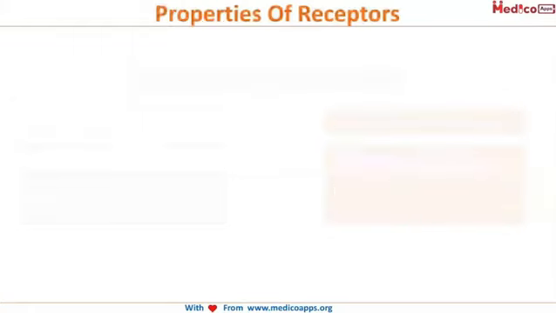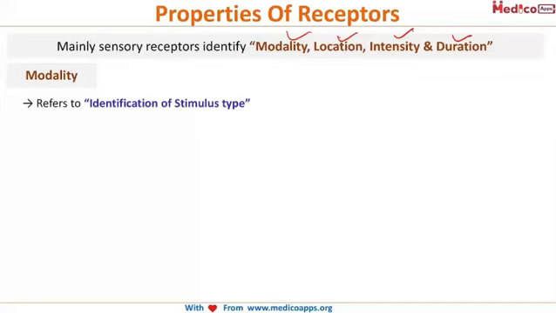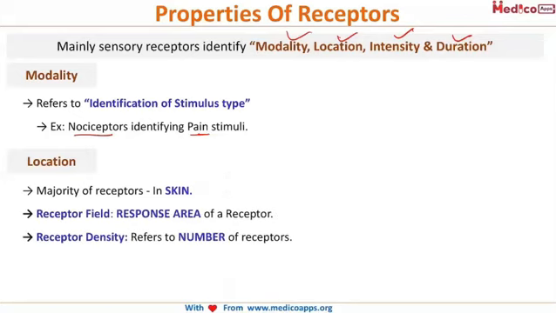Now let's look at some interesting properties of receptors. These are mainly the modality, the location, the intensity and the duration. Coming to the modality, by that word I mean what type of stimulus they respond to. The example I can give is that pain is the type of stimulus which is perceived by the nociceptors, right? Now the second one is the location. The majority of the receptors are located in the skin, and two terms we have to memorize here are the receptor field and receptor density.